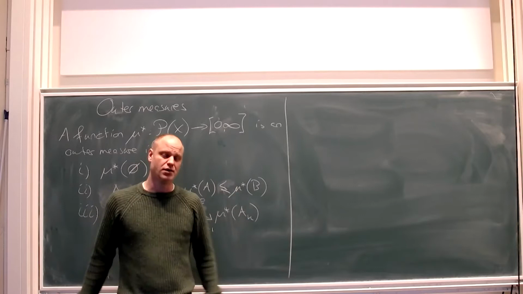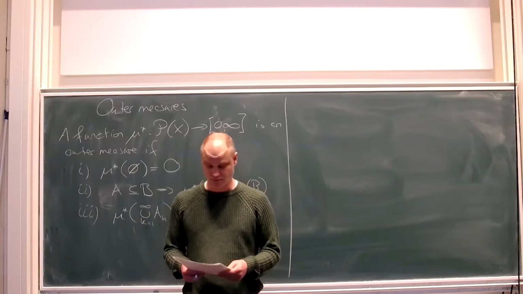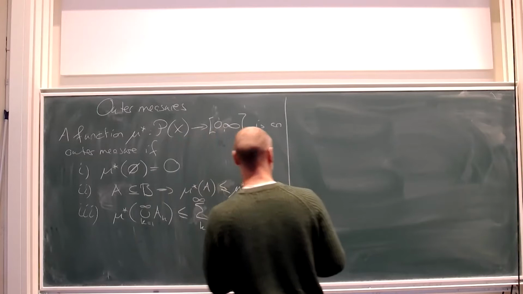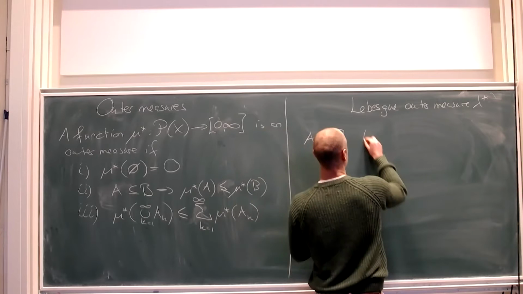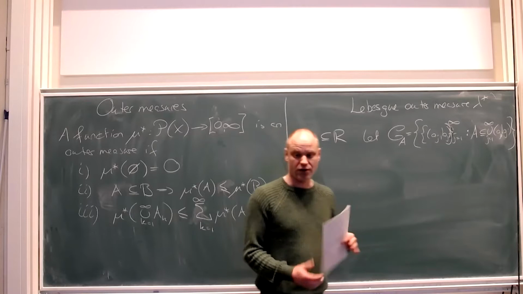So, except one, and that is the Lebesgue outer measure, which in itself is kind of a bit of a journey to walk to figure out that it is even an outer measure. Let's start with the definition. Okay, so what I wrote here is more complicated than it looks.